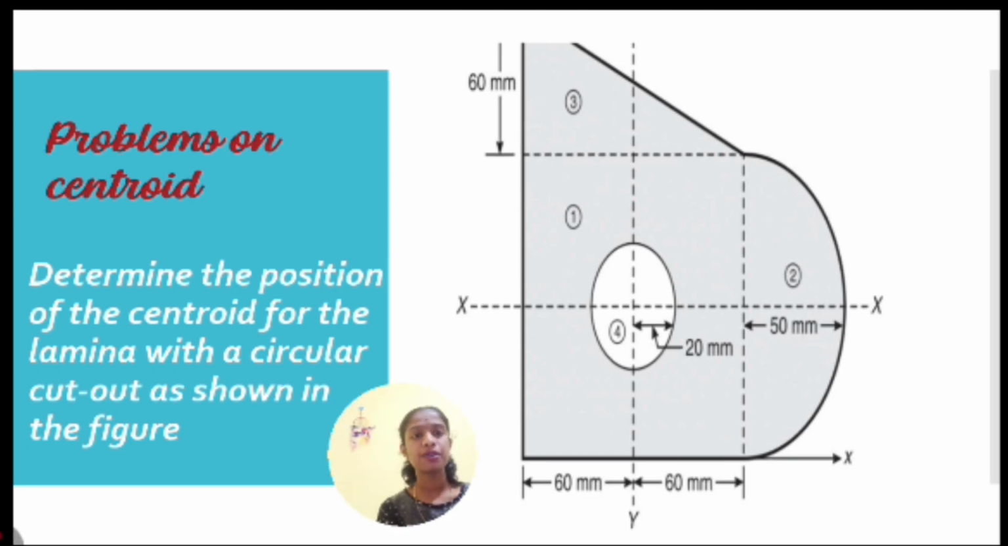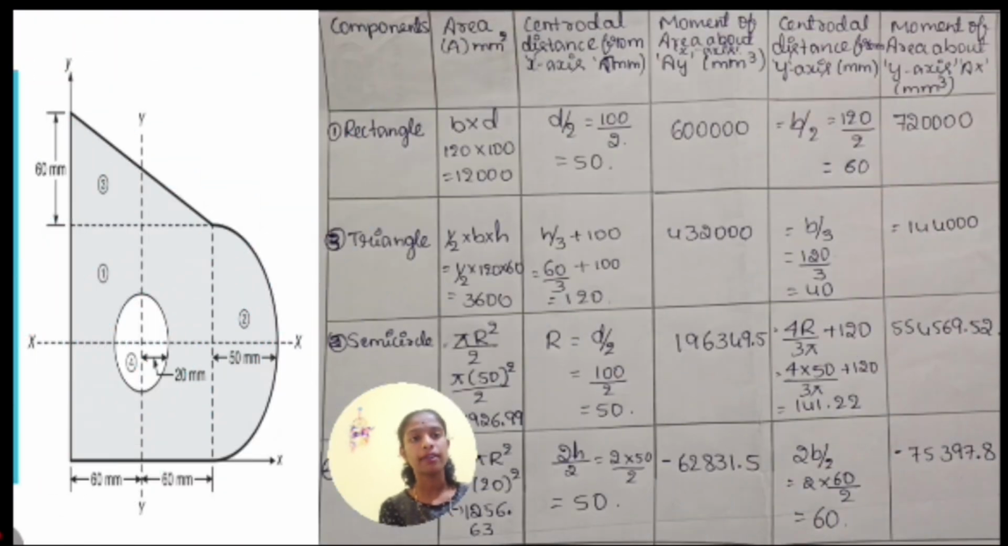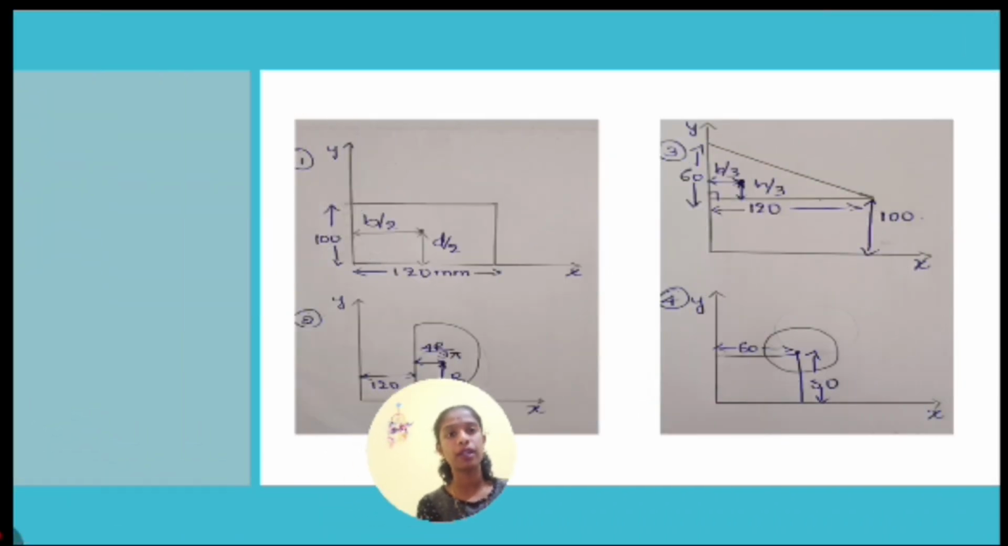There is no rule to take the first component as rectangle, second as semicircle, third as triangle, fourth as circle. Whichever component you want first, you can take that. Here I have taken the first as rectangle, second semicircle, third triangle and fourth as circle. So let us locate the centroid of each component.